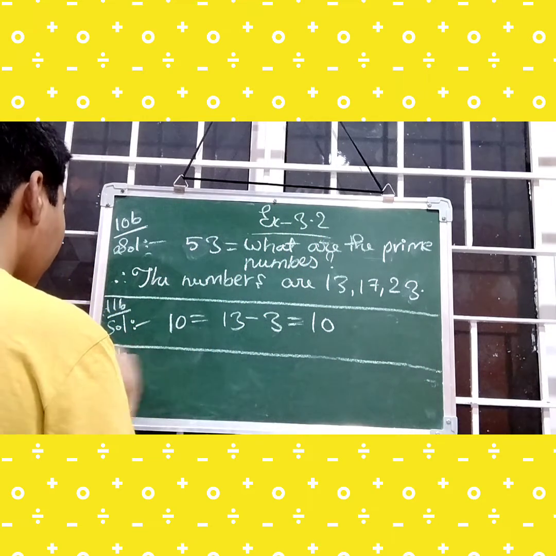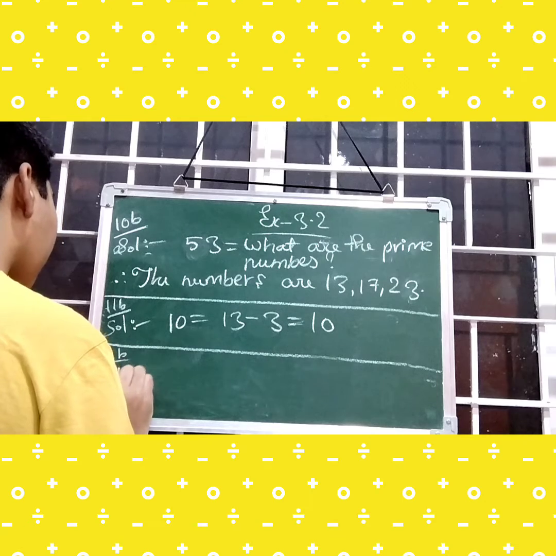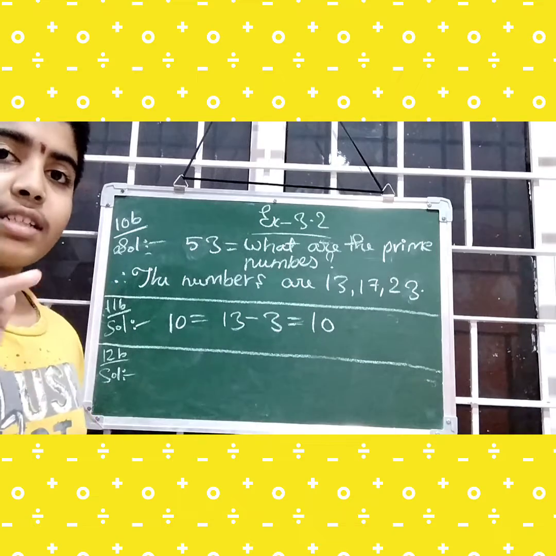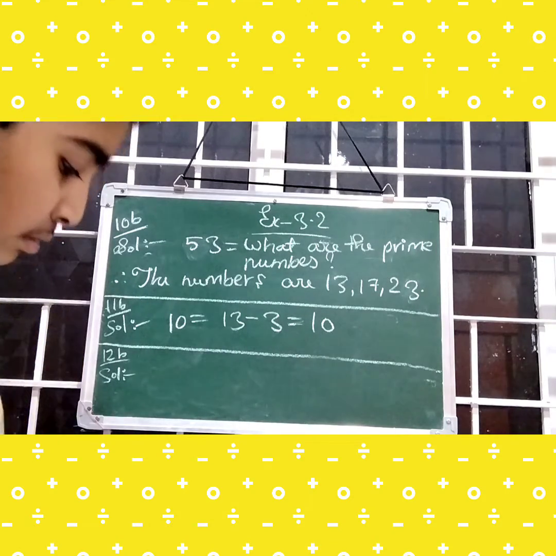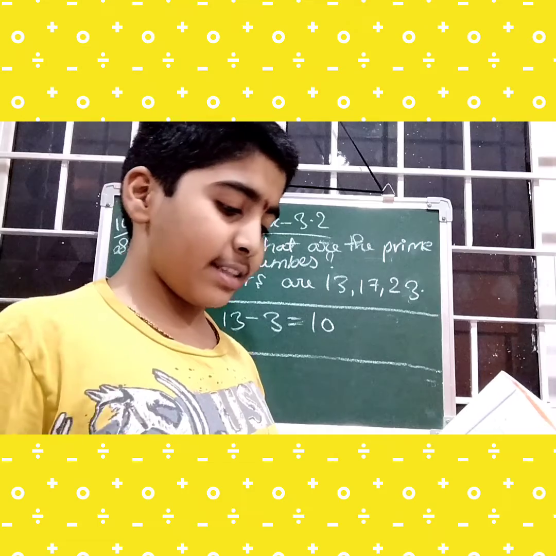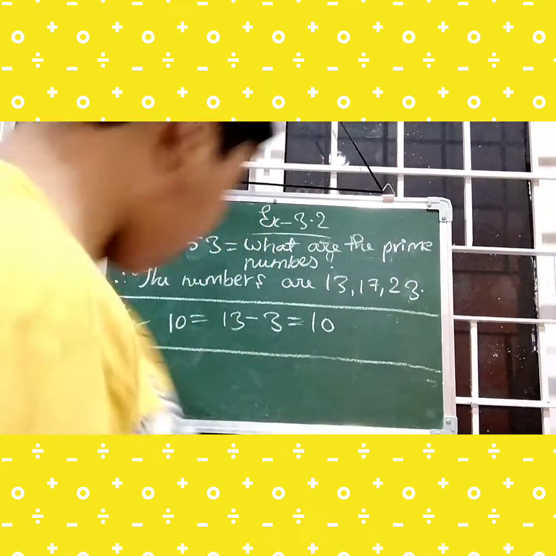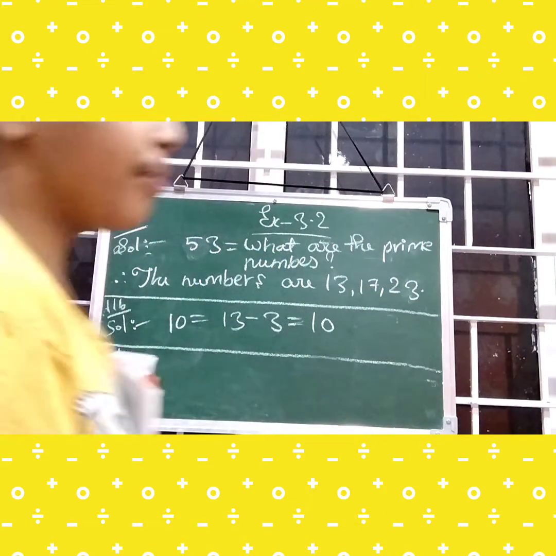Next, 12th bit. So with this 12th bit, exercise 2 is done. Write 3 pairs of prime numbers less than 20 whose sum is divisible by 5. So we need to write 3 pairs of prime numbers, but their sum should be divisible by 5. Okay. So let's do that, the pairs.